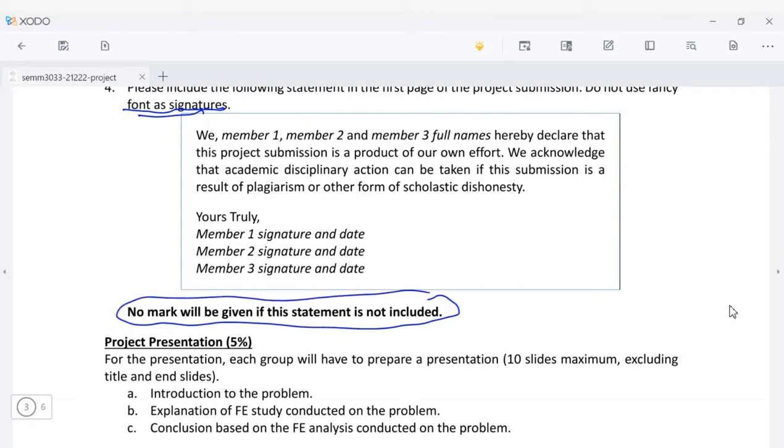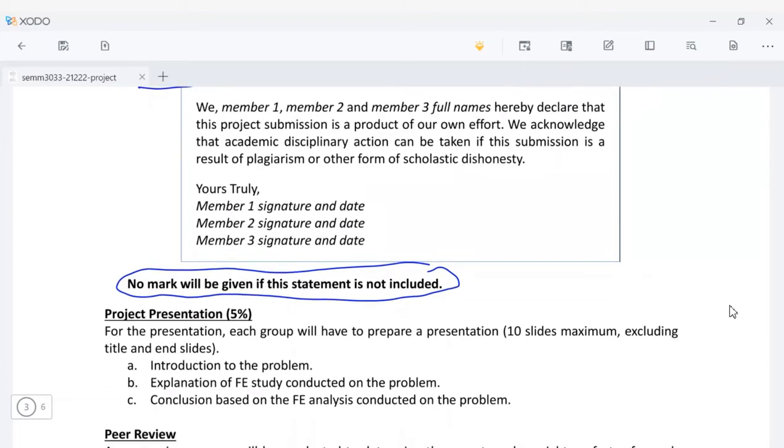Again, every semester ada group yang tak akan submit dengan this one. I don't know why, because I keep explaining all this. They have all these question papers, but yet they still cannot follow the instruction. I don't know why. Okay, that is the report.